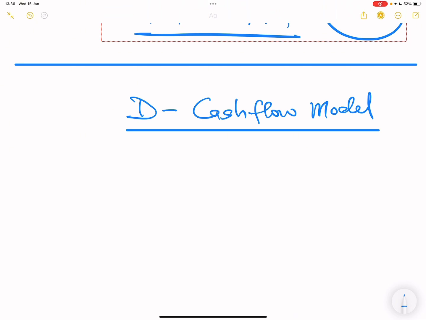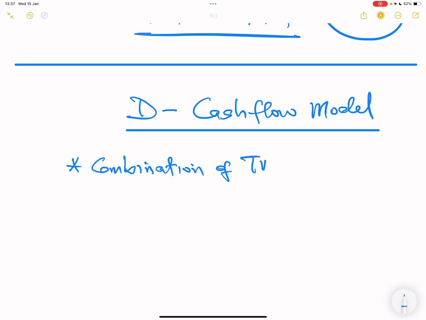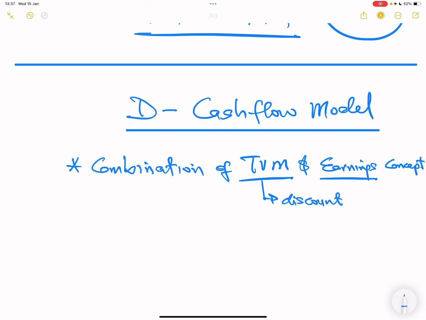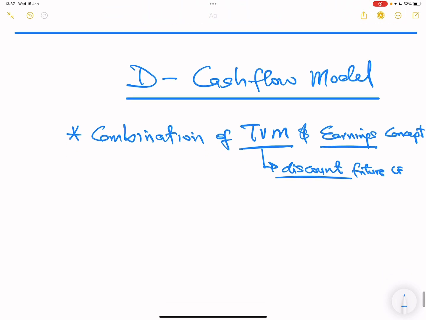Right. So what this method is doing is combining the time value of money approach and earnings approach. So I'll say this is a combination of time value of money and earnings concepts, which means we'll be looking for earnings and at the same time we'll be doing some discounting. When we talk about time value of money, it means that there will be a reason to discount future cash flow. That's practically what we are talking about. So you should be anticipating that. And why are we talking about that?